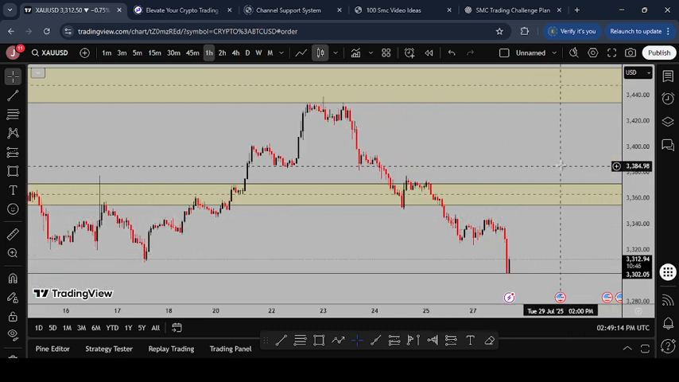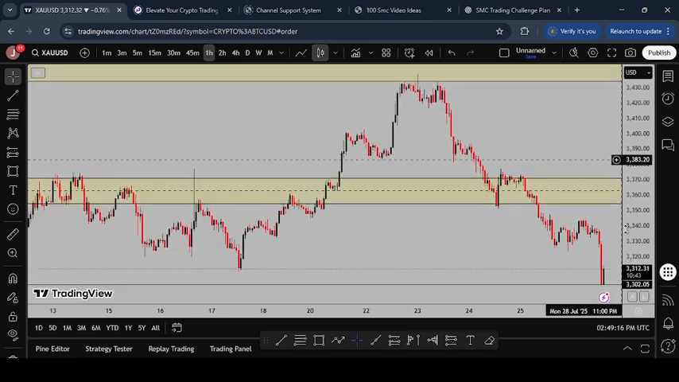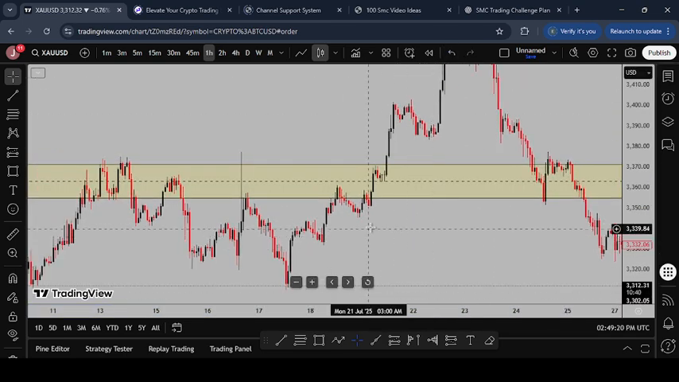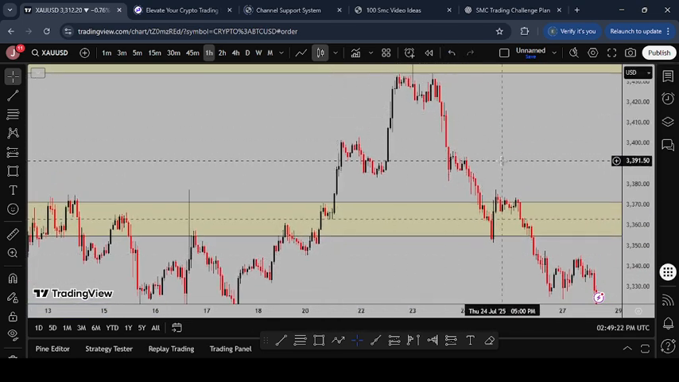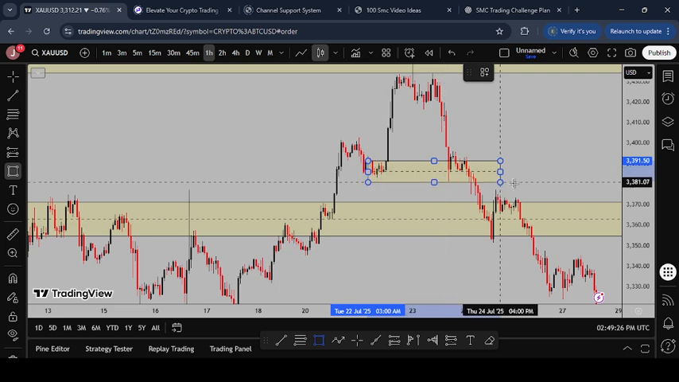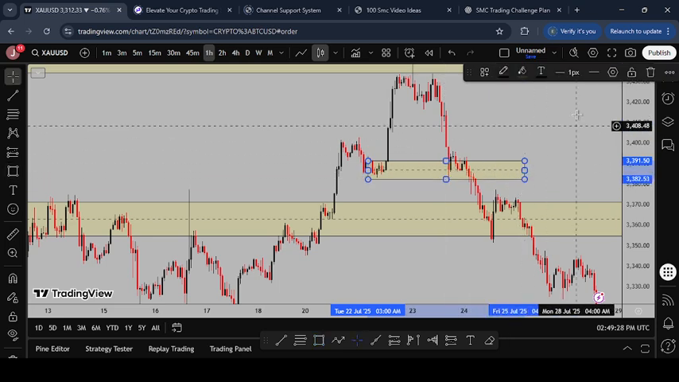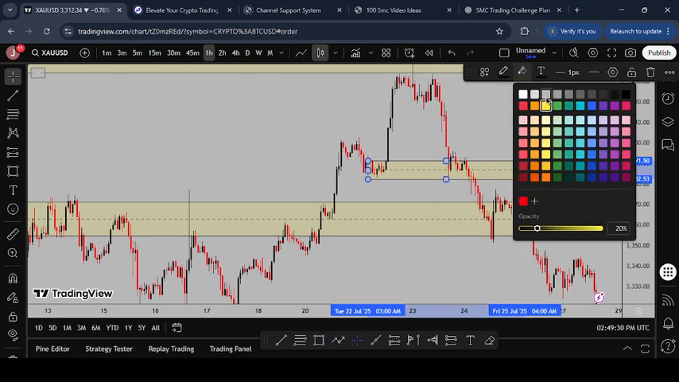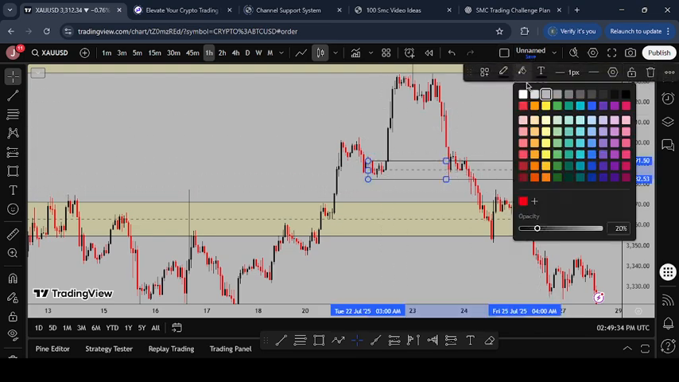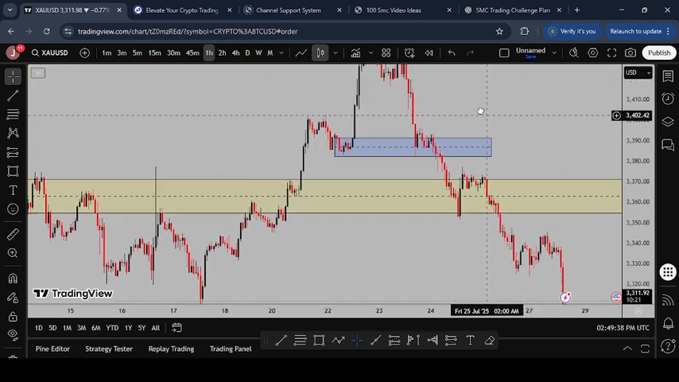But someone that does not do this would see gold pumping all the way from here, right? And they'll be marking out demand levels. Of course, this is a beautiful demand zone where gold bounced up from. Let me change the color of these things. Say blue. Okay, this is a beautiful demand.